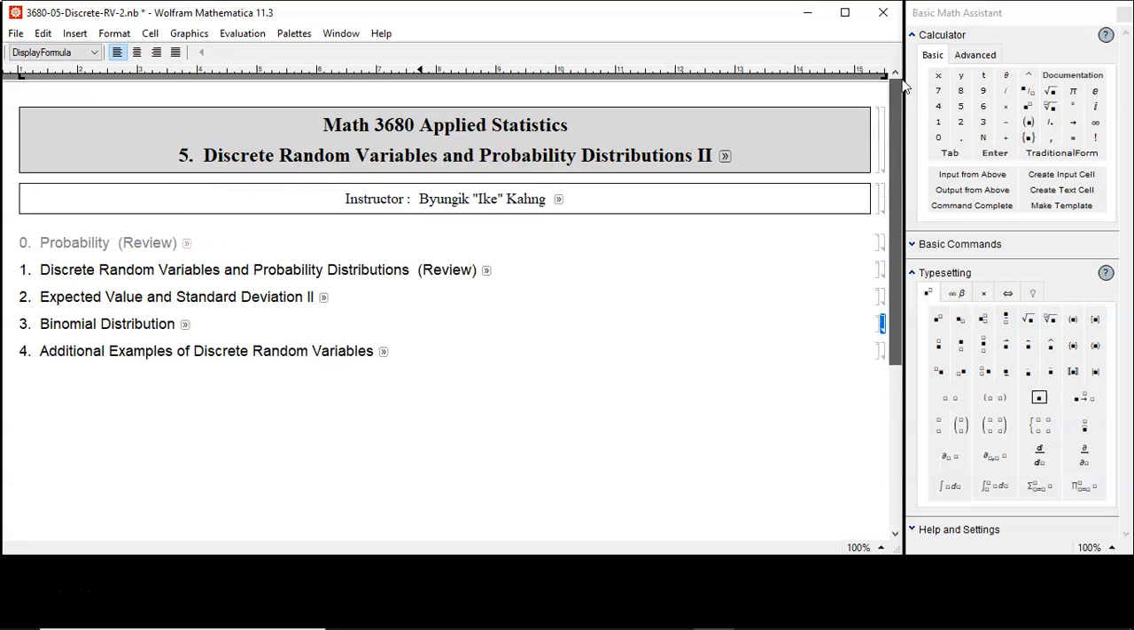Okay, so much for section 3. Let's meet again in section 4 in a separate video.